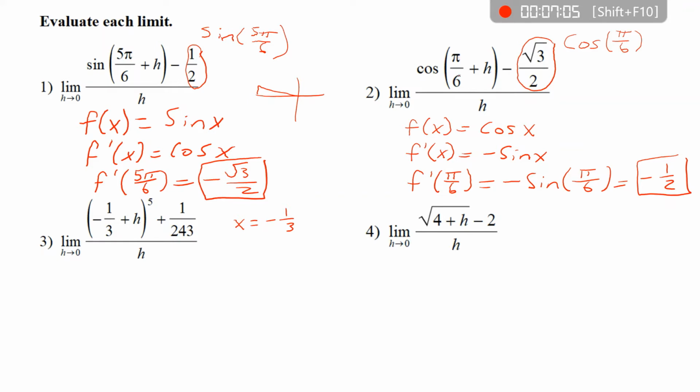Okay, so I'm going to jump back to number 2. My x value was pi over 6. The action we did to it was we took the cosine. So my function was cosine x. What's my function for number 3?